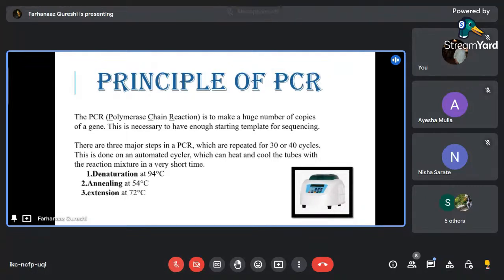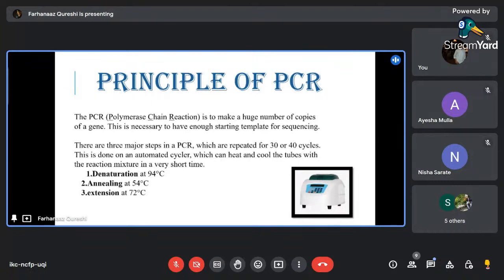Extension. At this step, the temperature is raised to 70 to 80 degrees Celsius. The bases are added to the 3' end of the primer by the Taq polymerase enzyme. This extends the DNA in the 5' to 3' direction. The DNA polymerase adds about 1,000 base pairs per minute under optimum conditions. Taq polymerase can tolerate very high temperatures. It attaches to the primer and adds DNA bases to the single strand. As a result, a double-stranded DNA molecule is obtained.